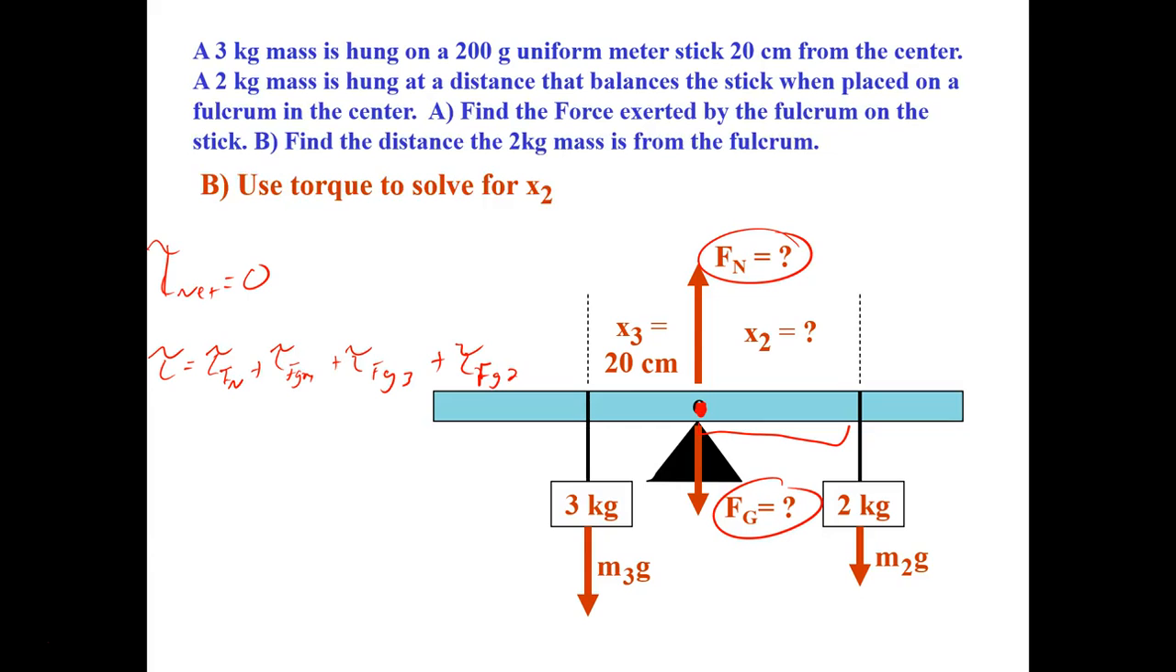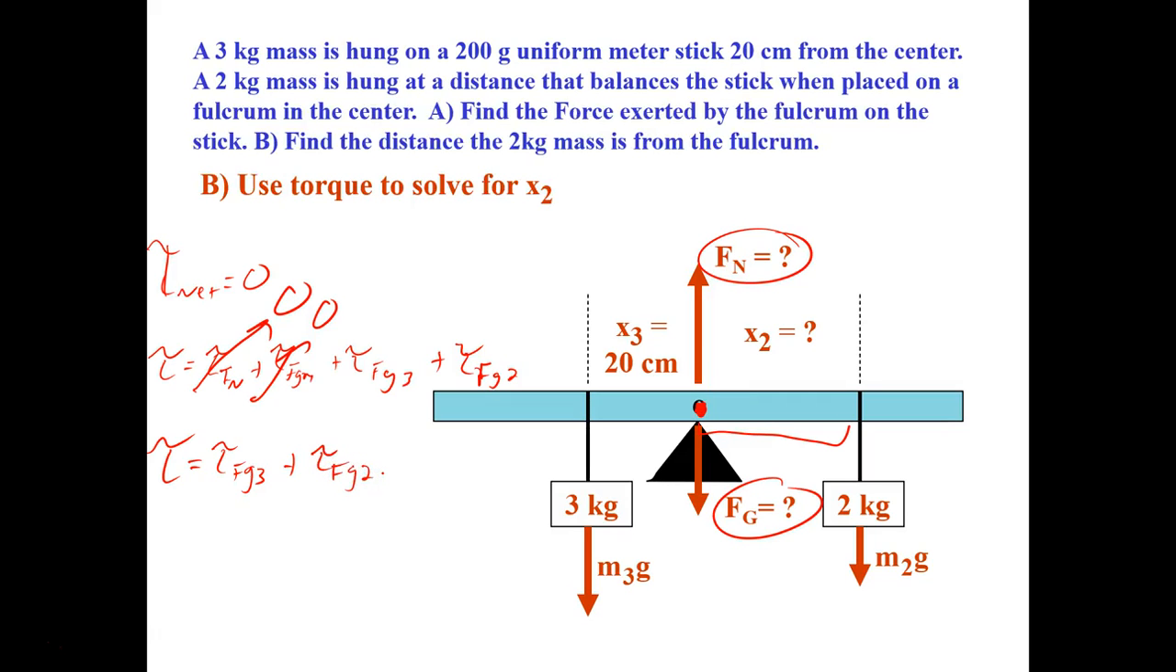In this case, we don't know anything about that information. That's where we're measuring all of our radiuses from, so we're going to choose that as our pivot point. And because the normal force and the force of gravity are acting at the pivot point, we can go ahead and say that they produce 0 torque. So really, our net torque is just going to be the torque from the 3 kilogram mass plus the torque from the 2 kilogram mass.